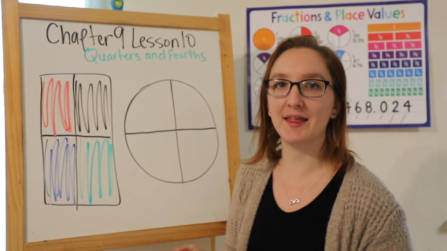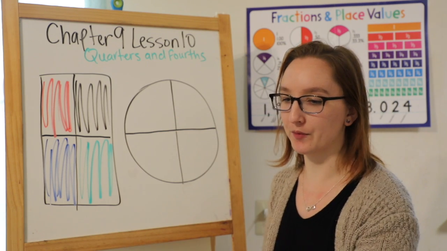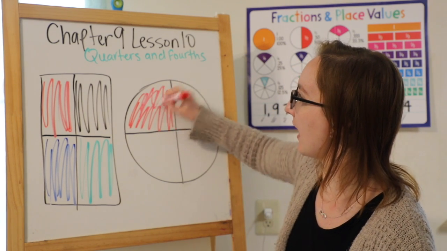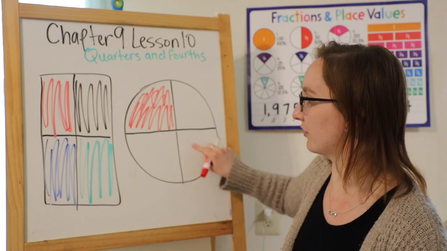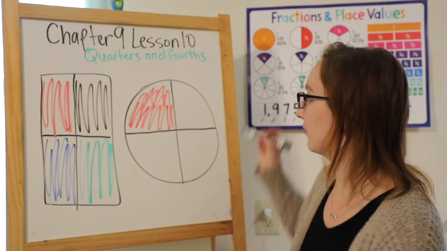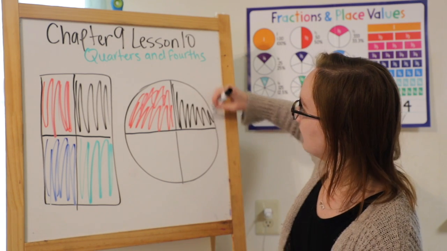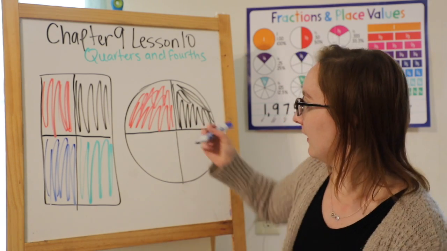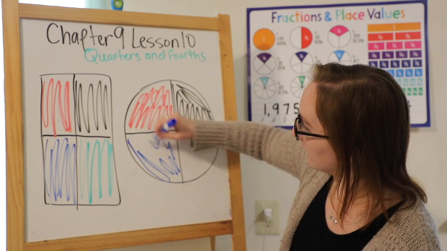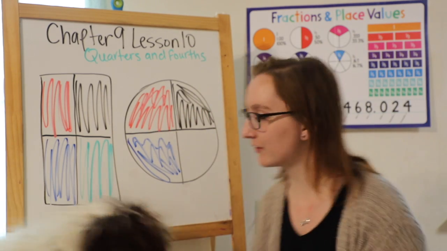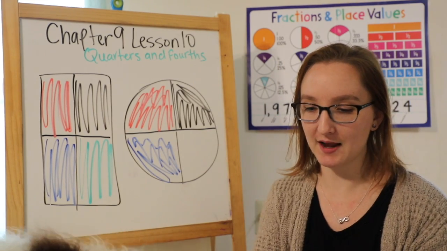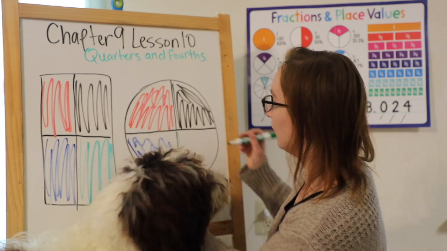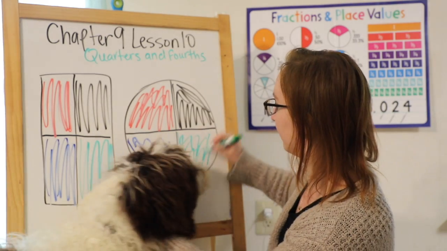Alright, so now I'm going to do the same with my circle. So I'm going to color my first part red. So right now I have 1 of 1, 2, 3, 4 parts colored. Then I'm going to color in my next part. Now I have 1, 2 of 4 parts colored. Now I'm going to color in my third part. And now I have 1, 2, 3 of 4 parts colored. And now I'm going to color in my last part. Make the whole thing, all 4 of them, colored in for us.